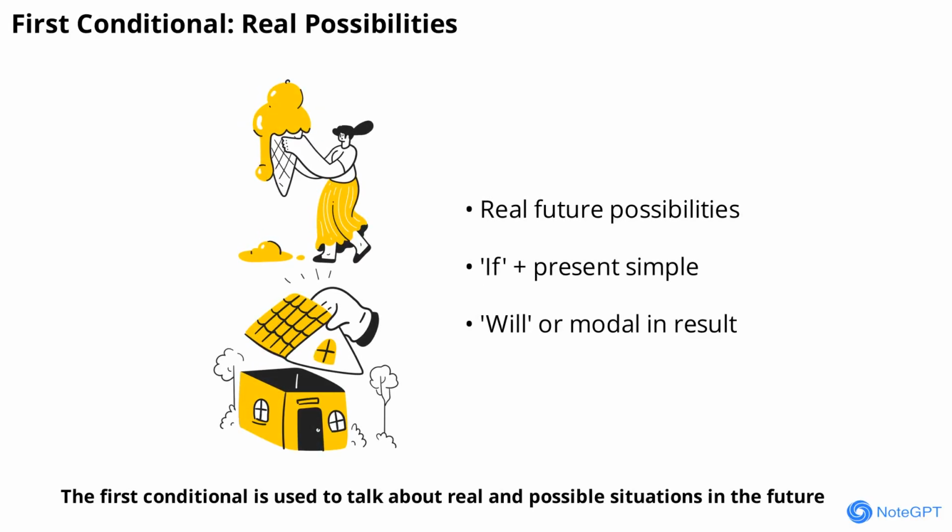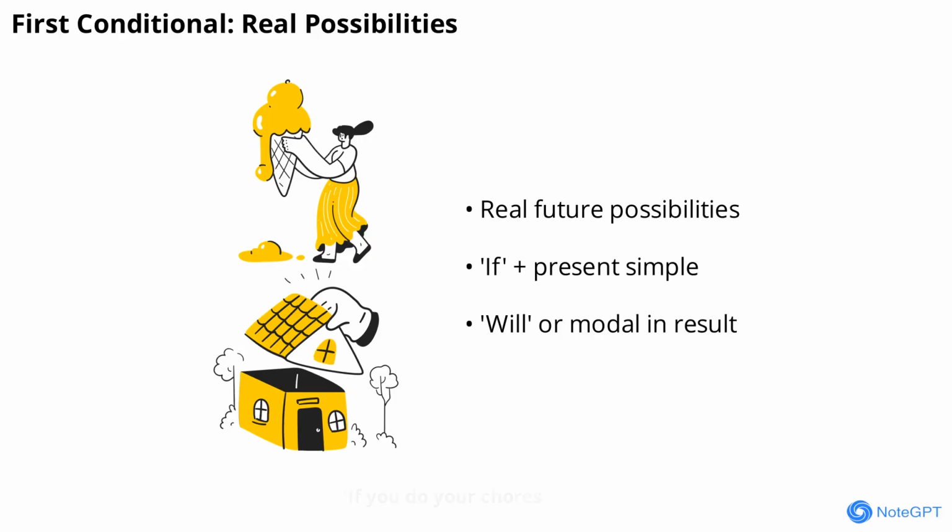First conditional is used to talk about real and possible situations in the future. For example, if you do your chores, you can have an ice cream cone later. Here, the condition is realistic and could actually happen.